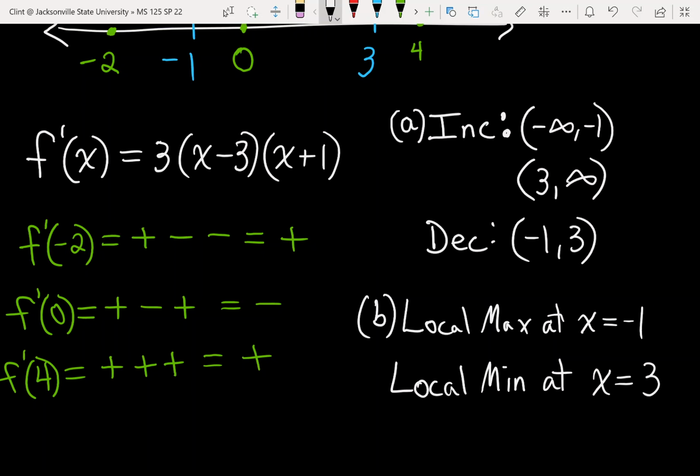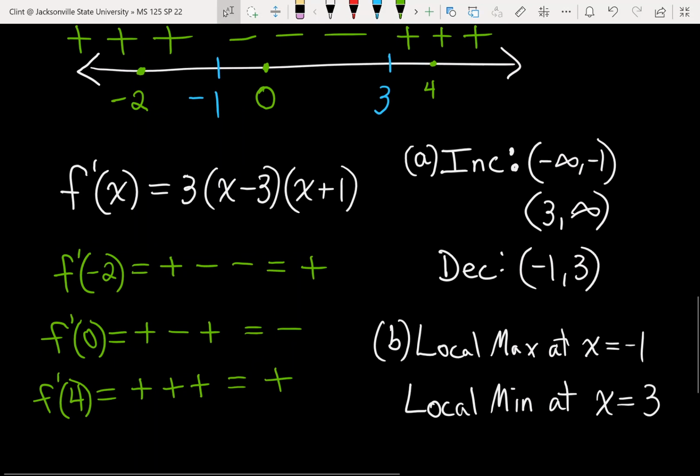Okay. And it's possible we could have these critical numbers and the sign doesn't change at all. Then we would not have either one. Or we could only have one sign change and we could only have one of these. Or we could have multiples and have more than one local max, more than one local min. All those are possible. Question on that one?